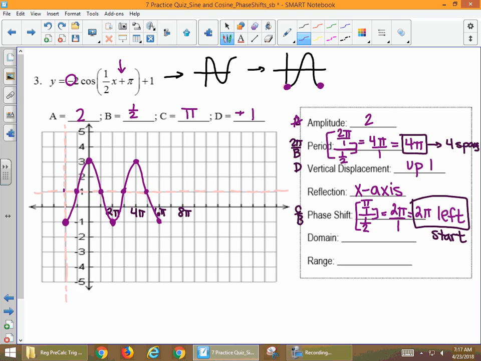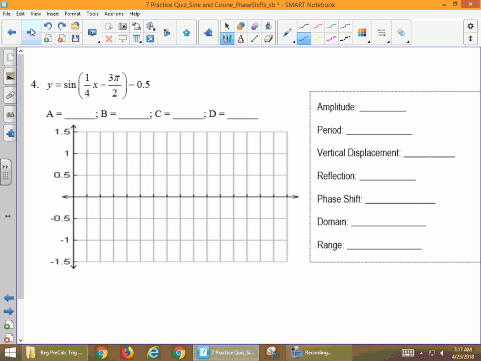All right, domain is all reals, always. Easy points there. Range here is -1 to 3. And we need brackets there if we're doing interval notation because we are including our endpoints. All right, one more graph on practice quiz, and then we will talk about writing some equations.